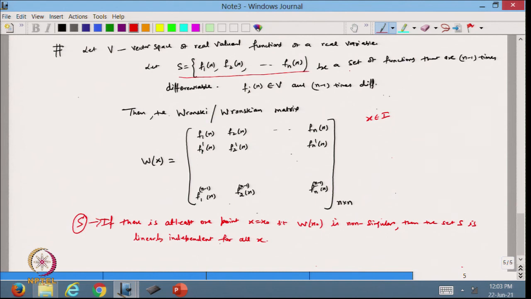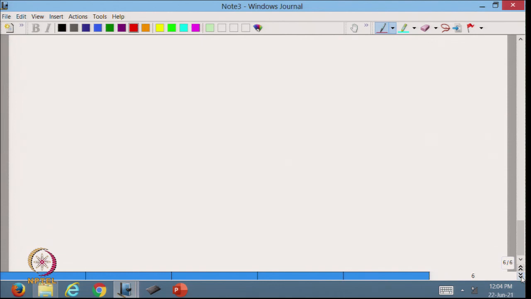In this case we are finding that these functions are n minus 1 times differentiable. Then we have written the Wronskian matrix, and then we say that if I choose any point, only one point x equal to x naught, and I find that at this point this Wronskian matrix is non-singular, then I can say from there that this set S is going to be linearly independent. Okay, so that is the powerful way: if it is satisfied at only one point, it is satisfied for all. So, this one we are going to prove. So, let us do the proof.